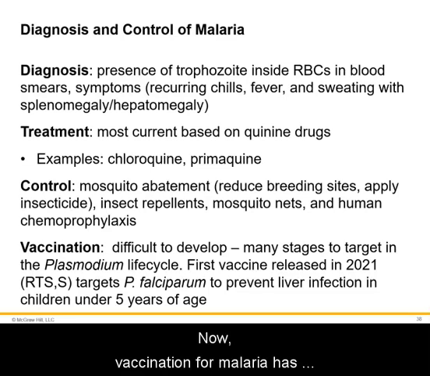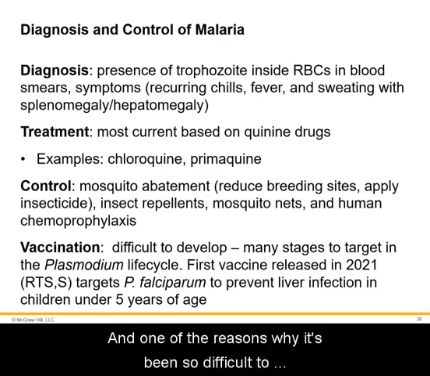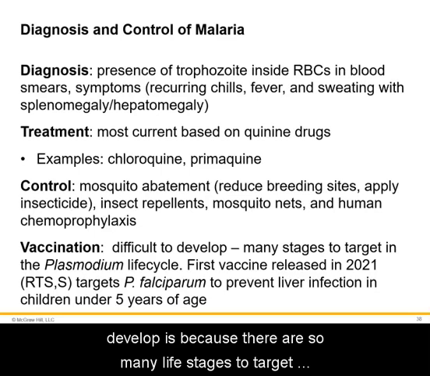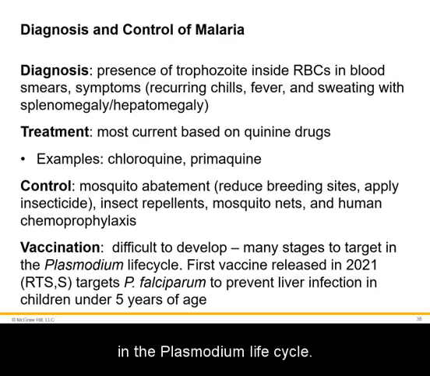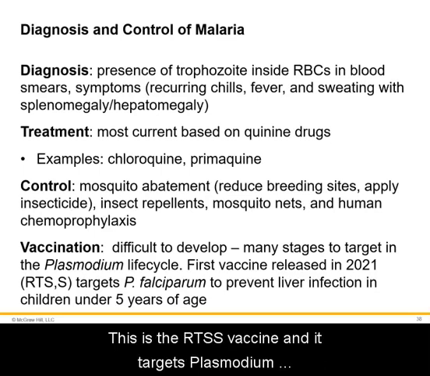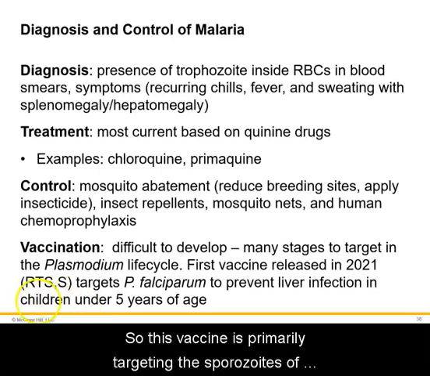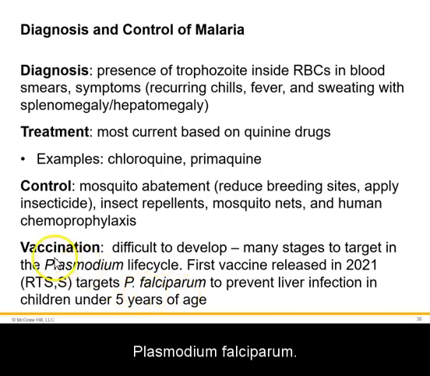Now, vaccination for malaria has been in development for decades. And one of the reasons why it's been so difficult to develop is because there are so many life stages to target in the Plasmodium life cycle. The first vaccine for malaria was released just 4 years ago. This is the RTS,S vaccine, and it targets Plasmodium falciparum to prevent liver infection in children under 5 years of age. So this vaccine is primarily targeting the sporozoites of Plasmodium falciparum.